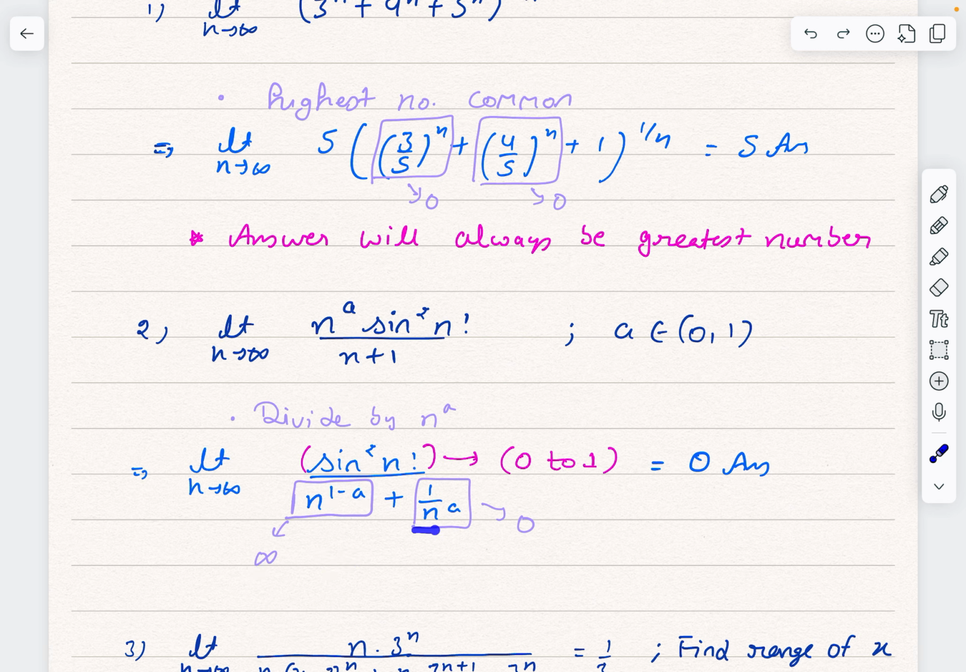Next, the denominator will become 1 by n power a. Again, a is some positive number, so you get 1 by infinity power something positive, which will be 1 by infinity. 1 by infinity will be 0. So you get a finite number divided by infinity. Finite by infinity will be 0 only. So the final answer will just be 0. Okay, next problem.